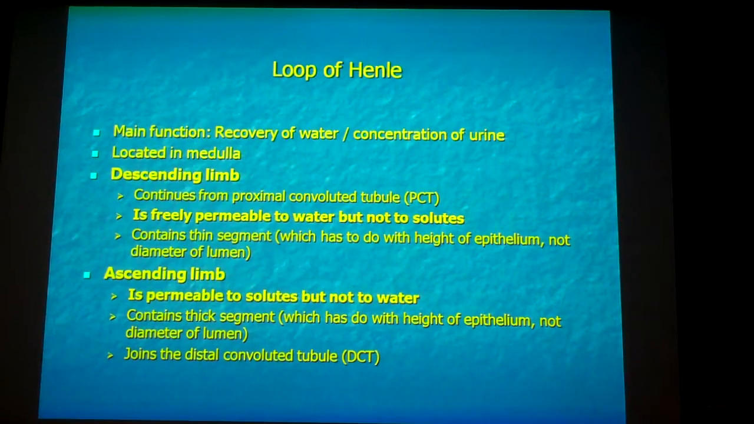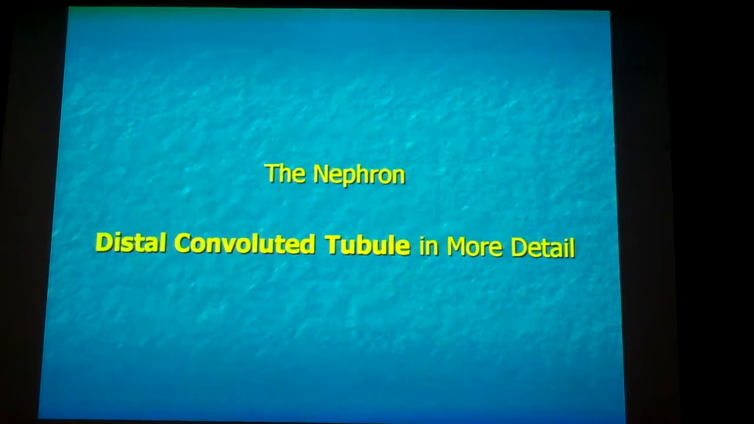Not necessarily. Well, yes, because the descending limb typically has one kind of epithelium and the ascending another kind. But the main thing for you to remember is that the descending limb is permeable to water and not to solute. The ascending limb is permeable to solute and not to water. We'll see how this works later.